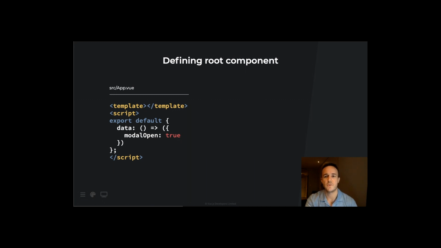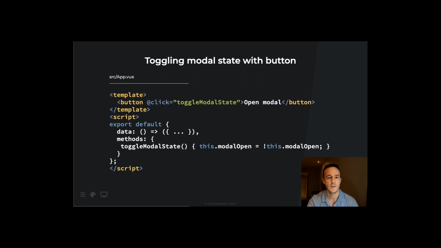All right, so coming over to our root component now, app.vue. What I've done here is I've just moved all that logic that I previously added to the root instance into the root component. Still in our root component, what we're going to do is add a button and a click handling method to toggle the modal open state. So this is exactly how we'd do it in Vue 2 as well. I just wanted to mention this so that the next few steps make sense.